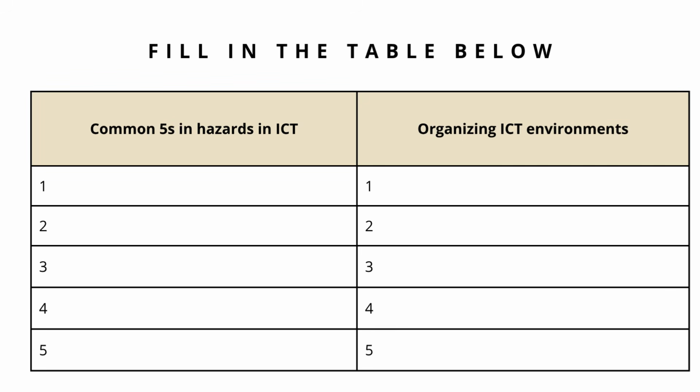All right, class, let's take a look at this table. On the left, we have common hazards in ICT, and on the right, the 5S in organizing ICT environments. Now, I want you to fill in the table with your own examples. Think about what you've seen in our lab or computer shop and how each 5S can help prevent hazards.